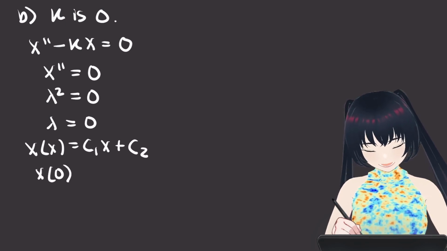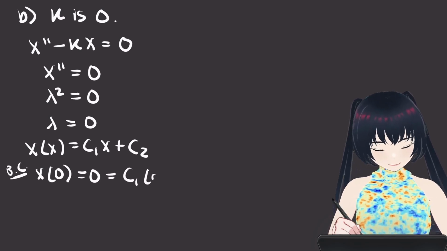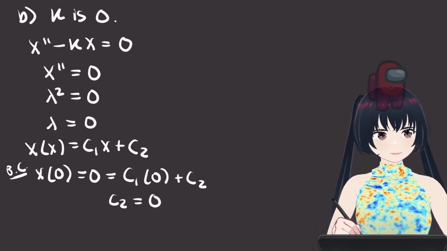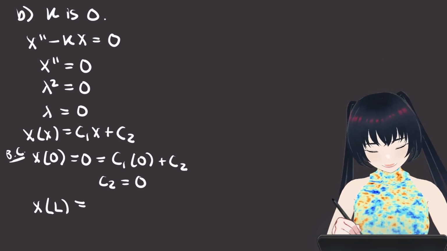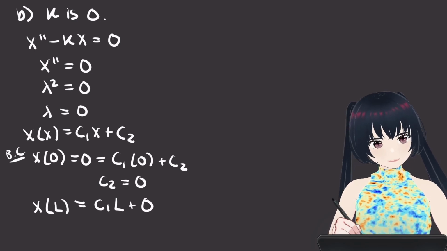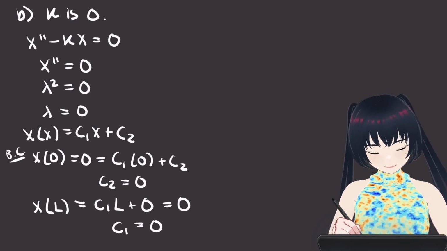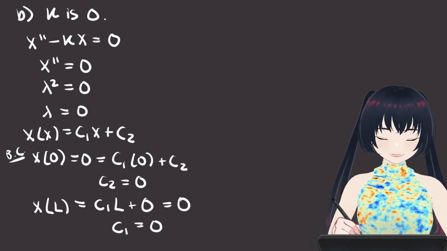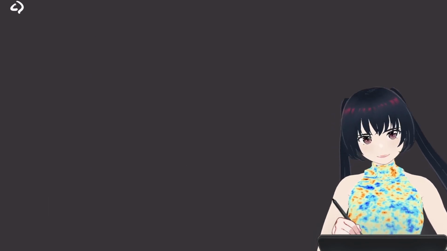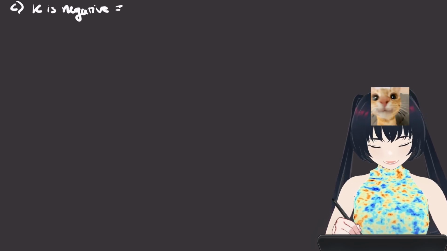And again, let's plug in the boundary conditions. So we know that X of 0 is equal to 0. We plug that in. So we're getting c2 is equal to 0. That's a little sus. And we're getting that X of L is equal to c1 L plus 0 is equal to 0. So c1 is equal to 0. Uh-oh. This means that we got c1 and c2 equal to 0 again. So that means that assumption must not be right. So now we're down to our last option. K is negative. Now don't worry, because this actually ends up in a good ending.